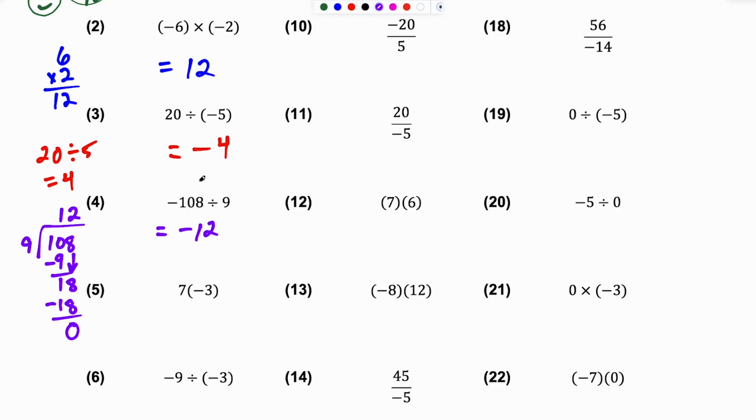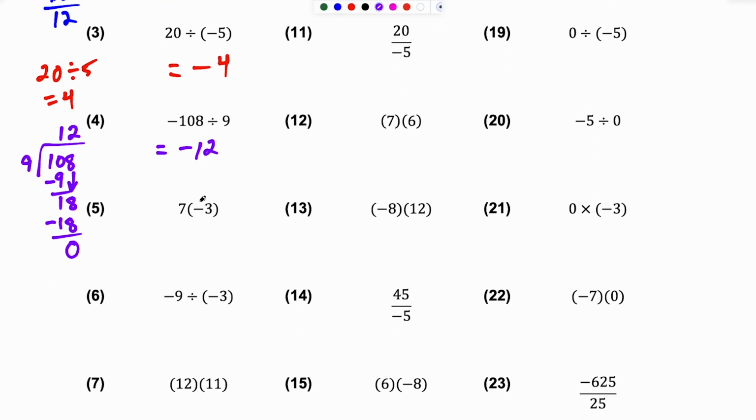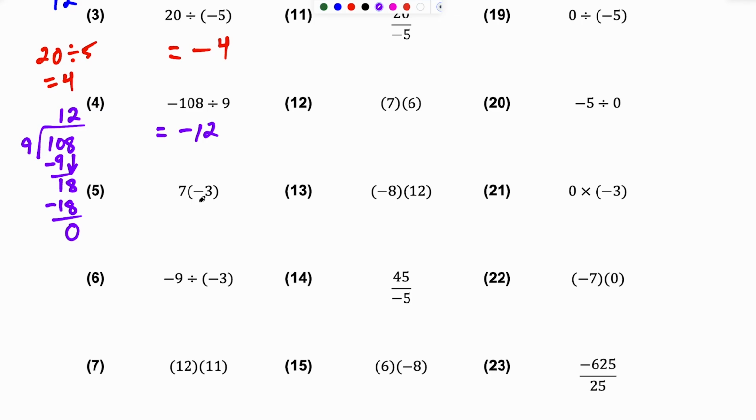It really helps to know your times tables inside and out because that will help you with multiplication and division as well. Now moving on, we have 7 times -3. Just know when you see parentheses in math, parentheses means multiply. So we're doing 7 times -3, and since we're multiplying a positive by a negative, we're going to have a negative product as our answer. And 7 times 3 is 21.